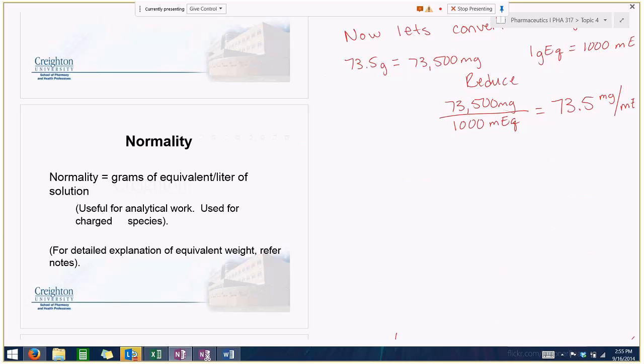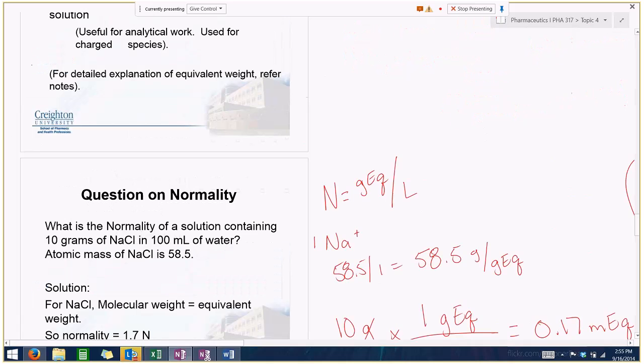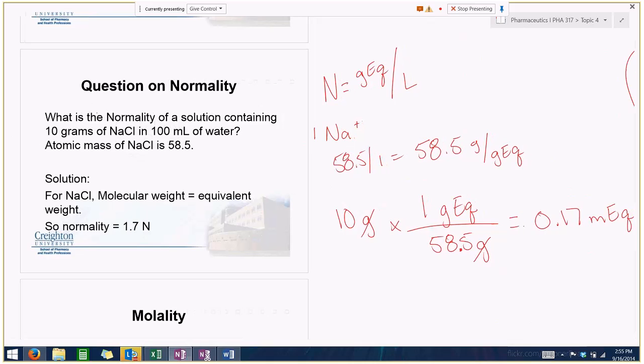Normality, he didn't really go over this, so I worked it out by hand because he kind of said it was self-explanatory. I thought it might be a little complicated for those who still weren't comfortable with gram equivalents or milliequivalents, so I did the problem here. He said, what is the normality of a solution containing 10 grams of sodium chloride in 100 mils of water, when the atomic mass of sodium chloride is 58.5?